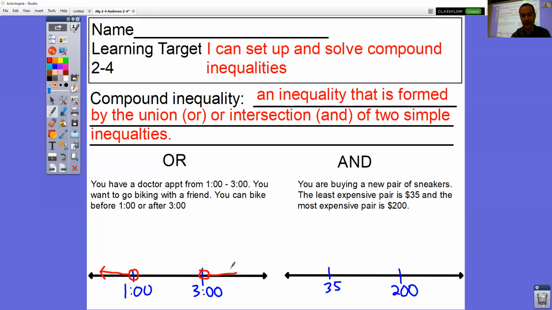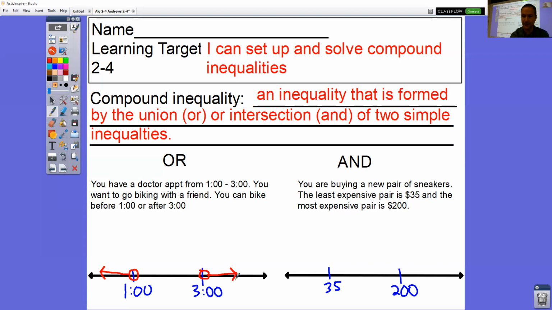But then after 3 o'clock, you are free again. So 3 o'clock and 0 seconds is exactly when you're done with the doctor's appointment. So 3 o'clock and 1 second, you are free to go biking again. So that would be an or statement. Notice how those arrows go out, because anytime less than 1 o'clock or anytime greater than 3 o'clock, you're free.